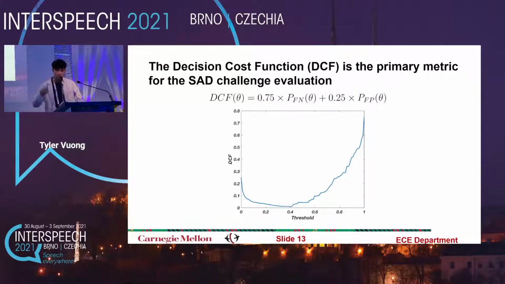As said before, the primary metric for this challenge is a decision cost function, which is basically a weighted average between the false negatives or misses and false positives or false alarms. So this is just an example of a DCF curve. You can see that the DCF depends on the threshold you choose. Sometimes you might need to find the optimal threshold because that could really change what DCF you get. But in all of our experiments, we just used 0.5 since it seemed to work well.